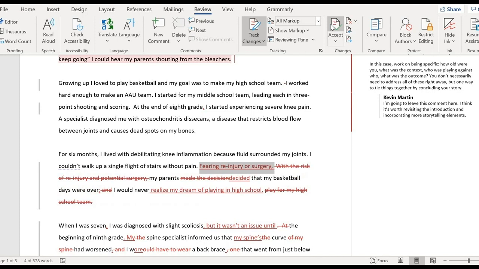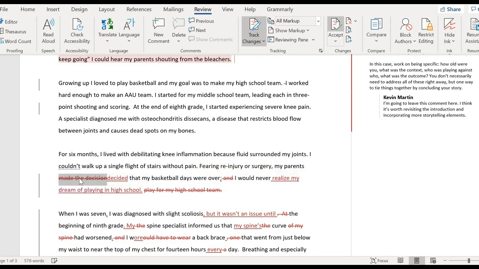And making all of these little adjustments throughout the course of an essay is going to improve fluency. It's going to encourage you to use different types of vocabulary, substituting be verbs for more active action verbs. Again here, instead of saying with the risk of re-injury and potential injury, we just say fearing re-injury or surgery. And another rule of thumb that I look for is anytime you encounter an action phrase like made the decision, you can simply say decided. So we've saved 3 words, and again decreased any ambiguity.